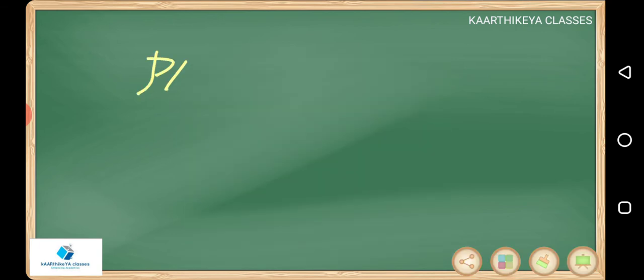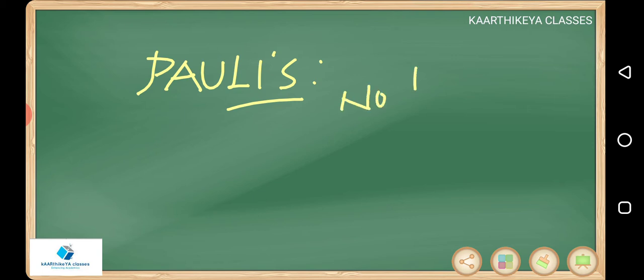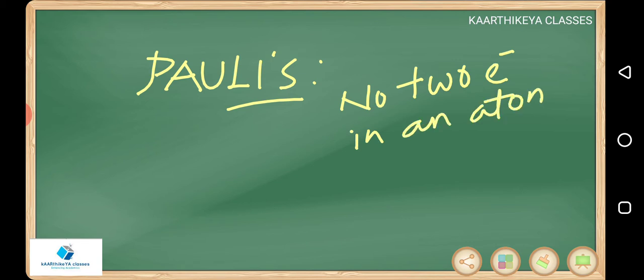One more is Pauli's principle. Pauli's exclusion principle it is called. Pauli's exclusion principle has two types of statements. The first statement is no two electrons in an atom can have the same set of 4 quantum numbers.